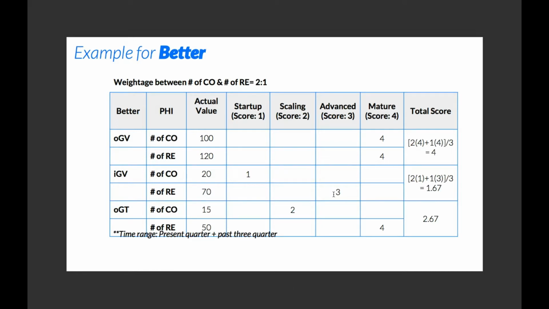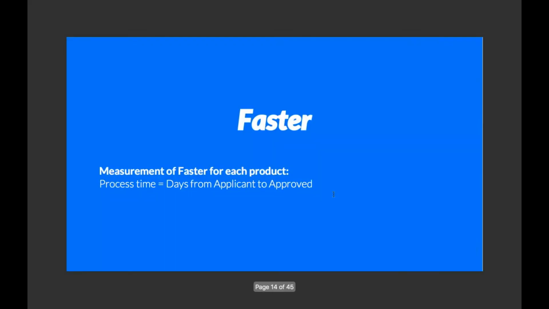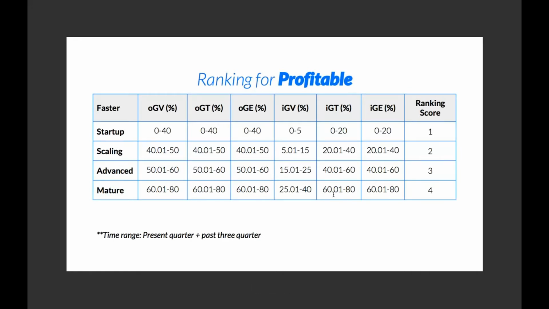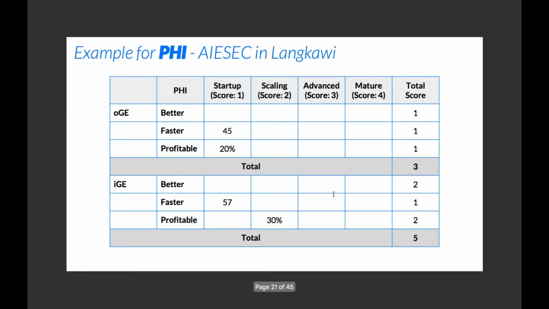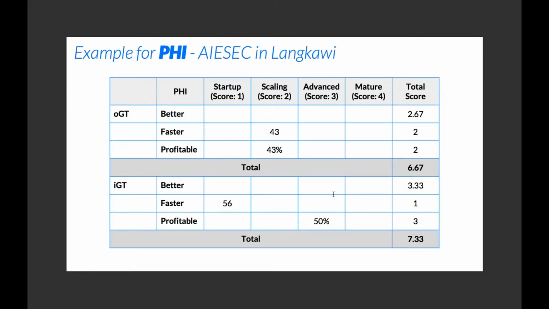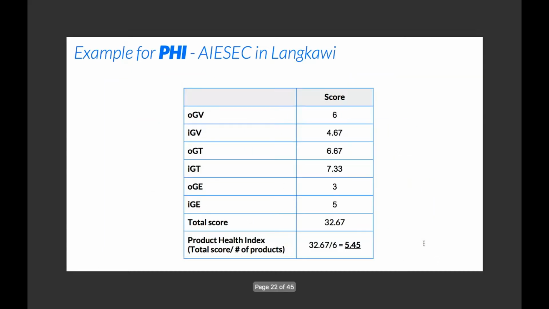So these are the calculations, and I will not explain the calculation in detail. You can look through the booklet to understand more about how to calculate. The same goes for faster and profitable, which have their own range and profitability. So in the end, we look at different products, like OGT, which has its PHI score for better, faster, and profitable. Then you get the total, and IGT has its own score, and then you get the total. Lastly, you add all the products together and divide by the number of products that you run, and the score is like this.